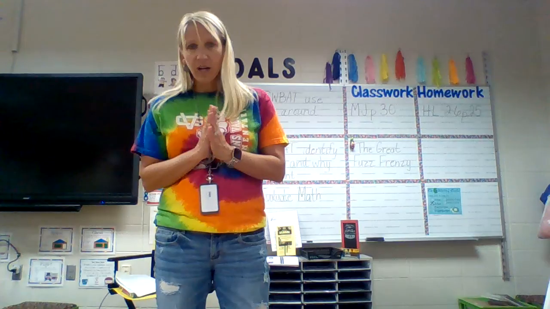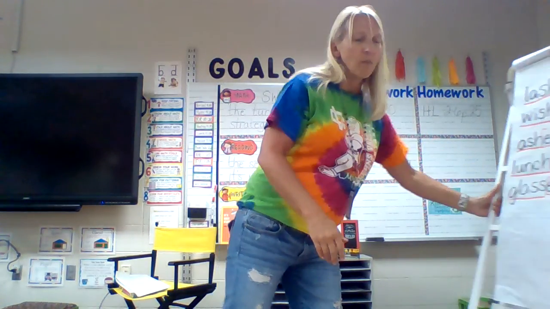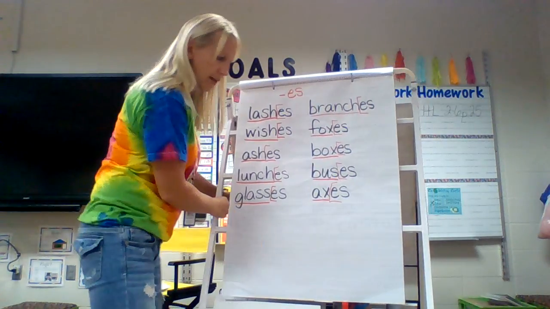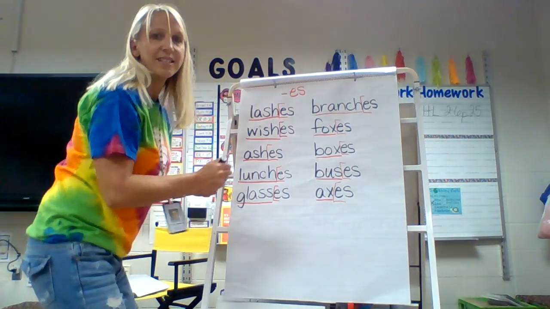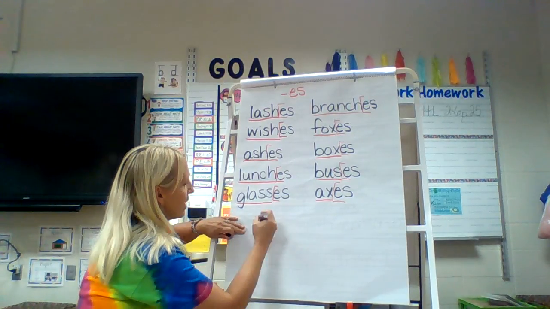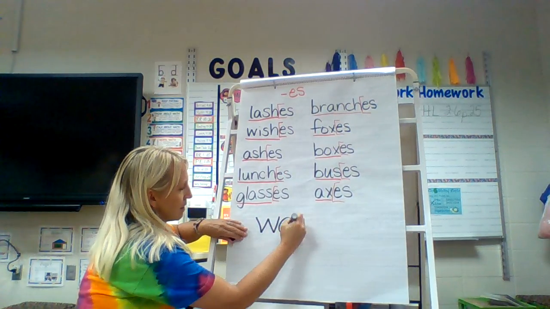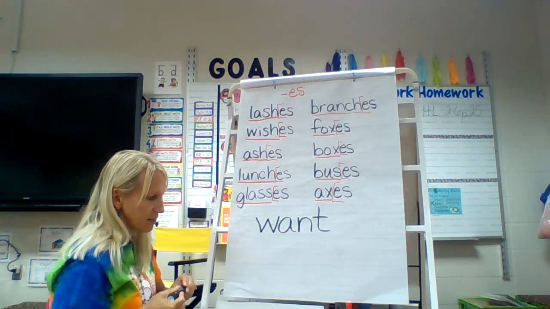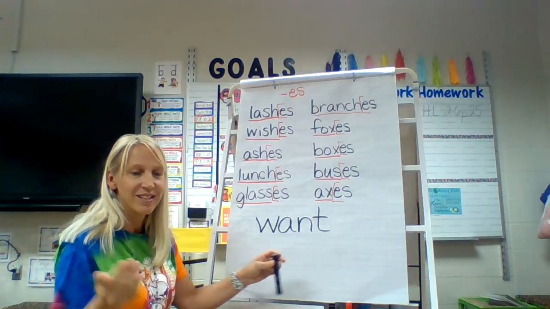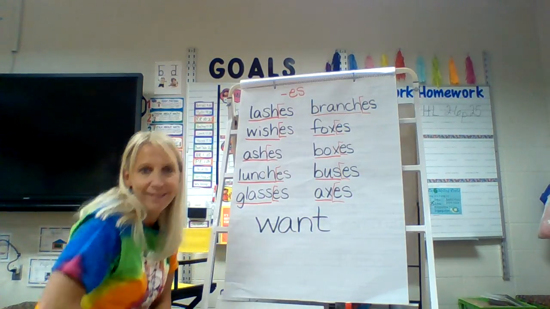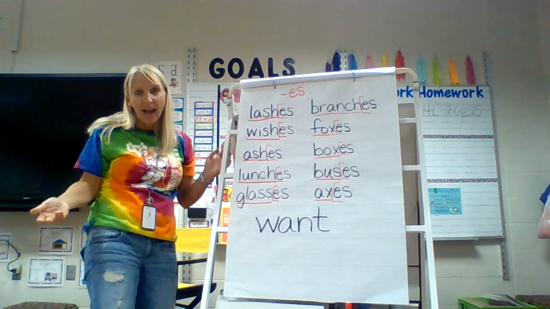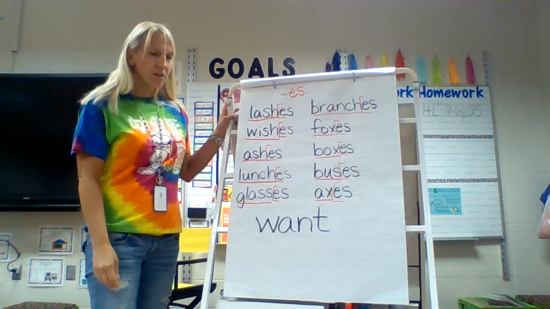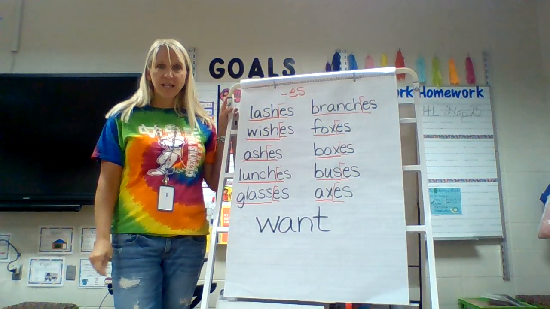Okay, now we're going to go down to our memory words. I'm going to wheel this back. And I'm going to write our memory word down here at the bottom for today. Our memory word is want. Say it with me, want. Okay. If you want something, you would like to have it, right? It's something you would like to have. So let's skywrite want 3 times.